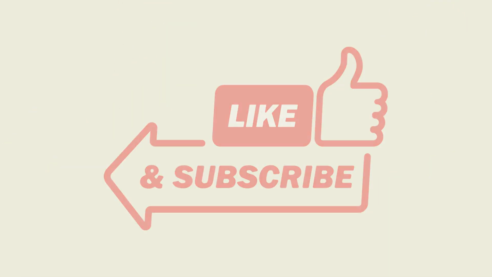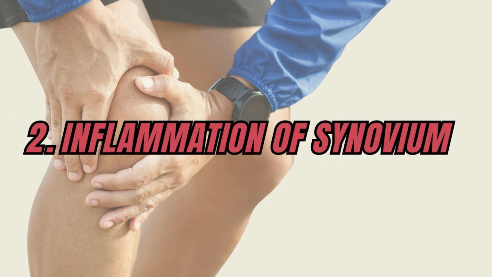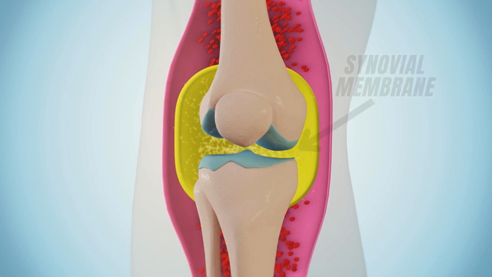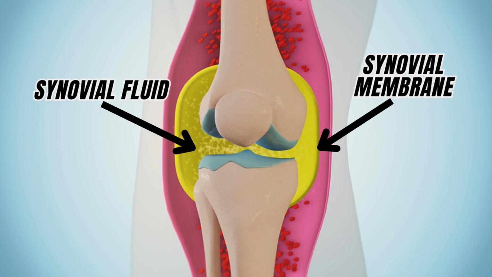Moving on to the second factor, which is the inflammation of the synovium. As our knee is a synovial joint, it has both the synovial membrane and the synovial fluid inside it. The synovial membrane lines the joint together with the cartilages, and it lines the inner surface of the joint capsule, forming an integrated joint. The synovial fluid lubricates and provides nourishment as well as removing the waste products within the joint itself.